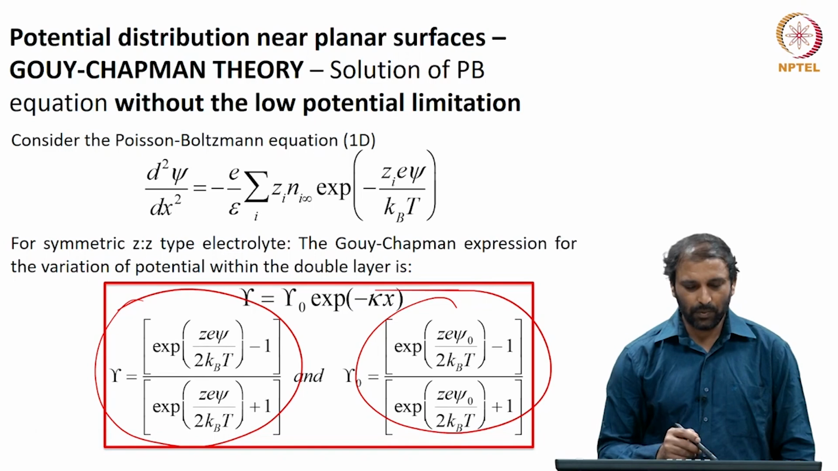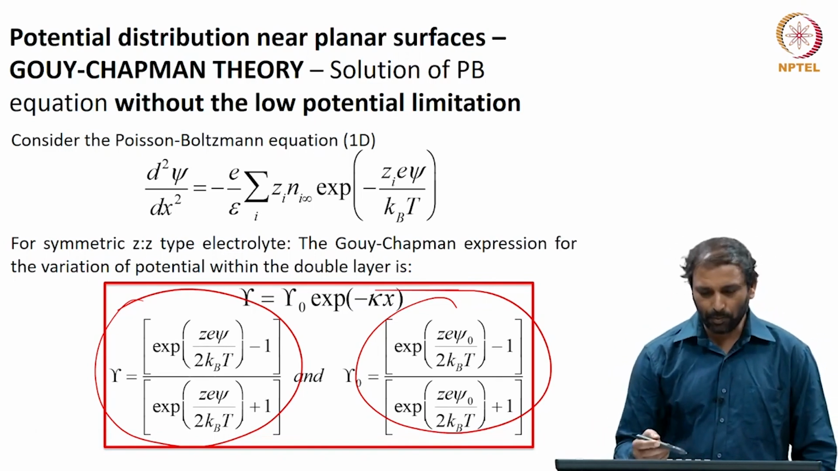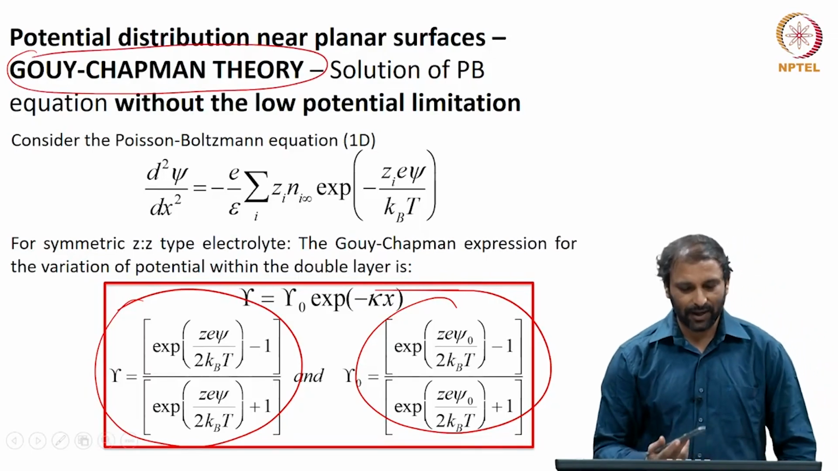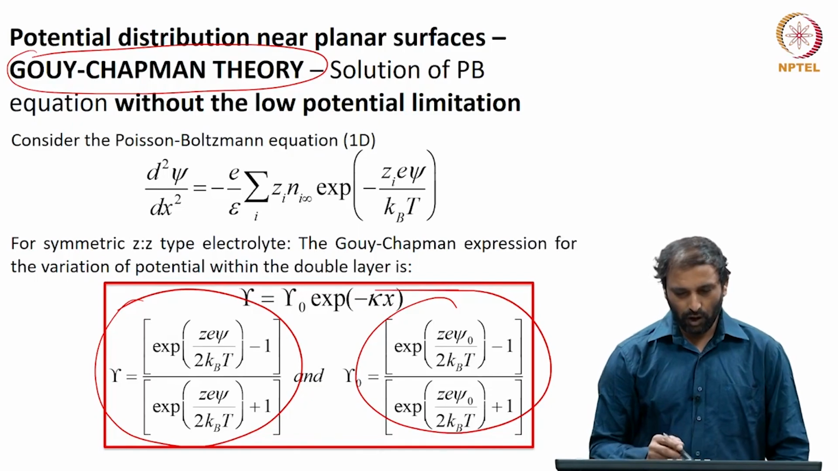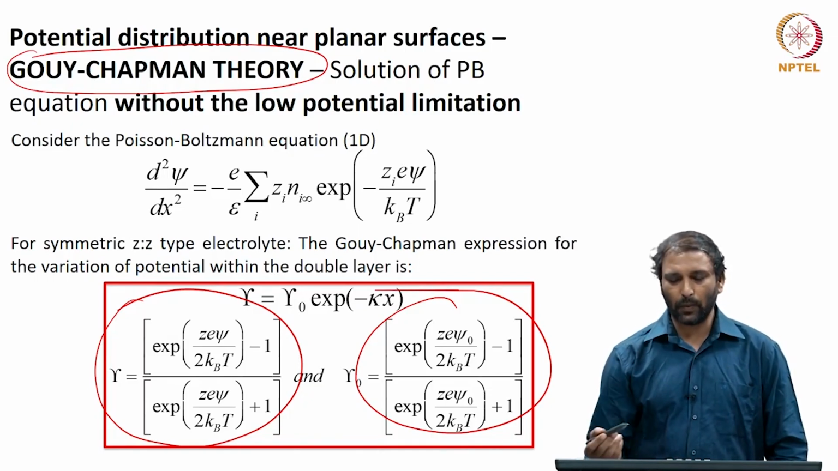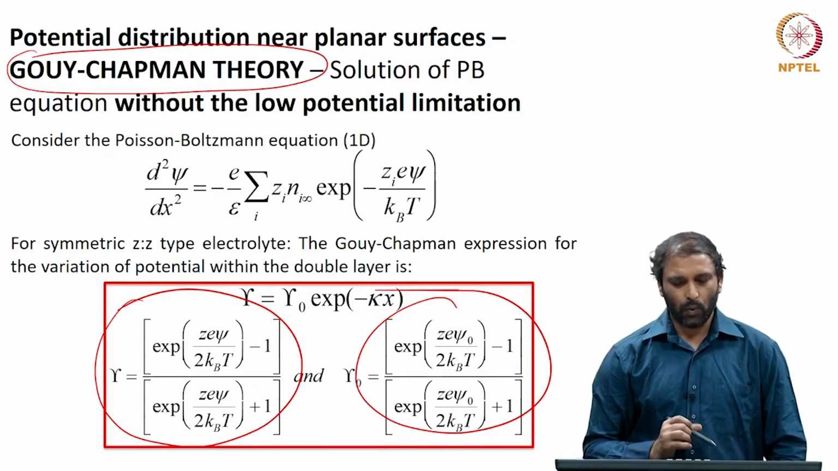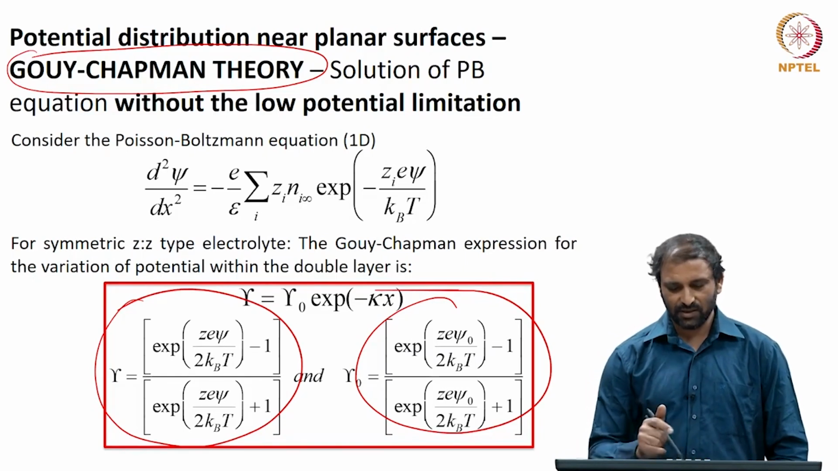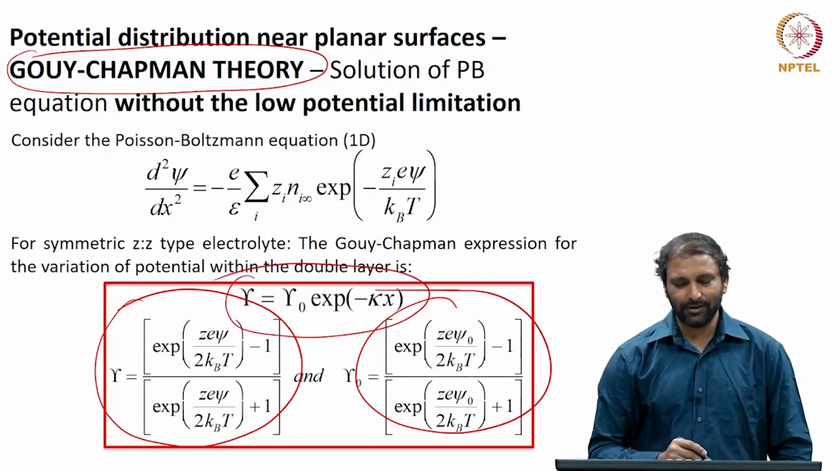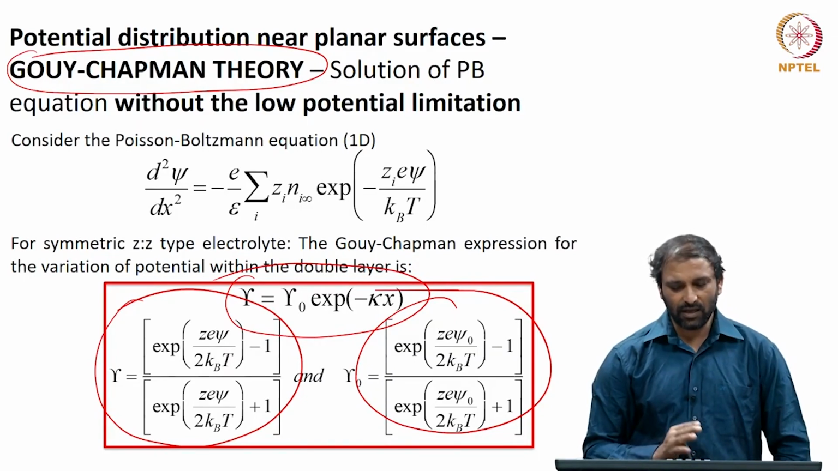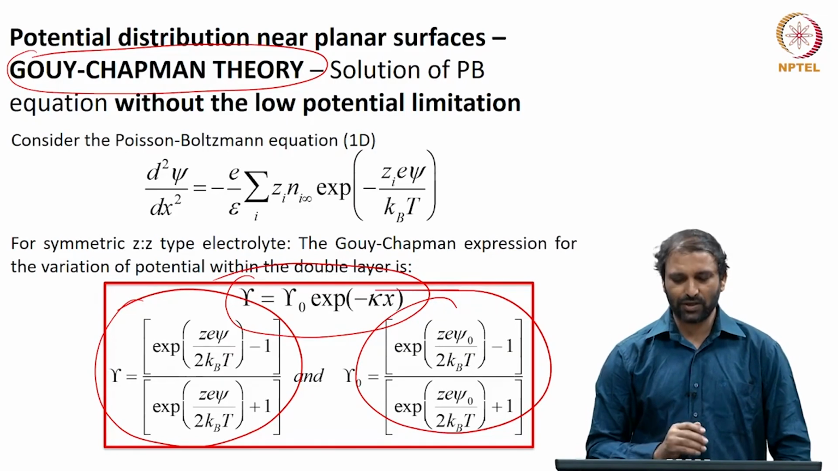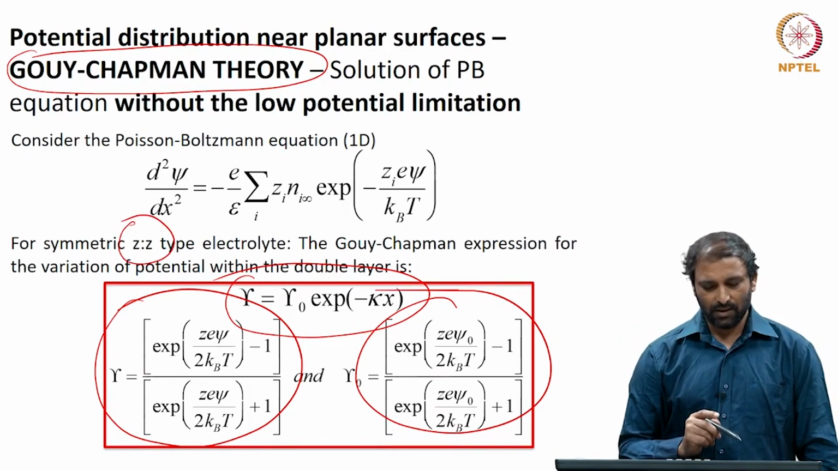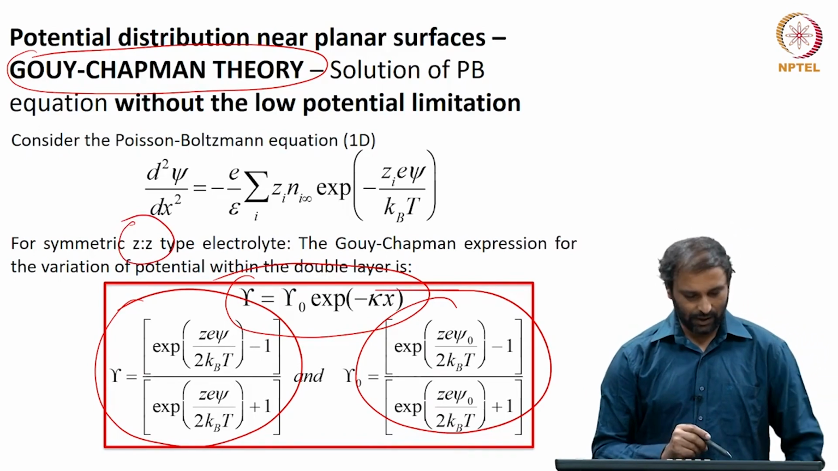Therefore, we have been able to obtain what is called the Gouy Chapman expression, that was derived by Gouy and Chapman for how the potential varies with separation distance without limiting to the case of low potential. That means this expression is valid for any situation, except for the fact that we would still have to consider the symmetric Z is to Z type of electrolytes.